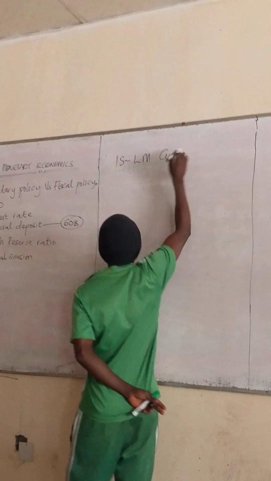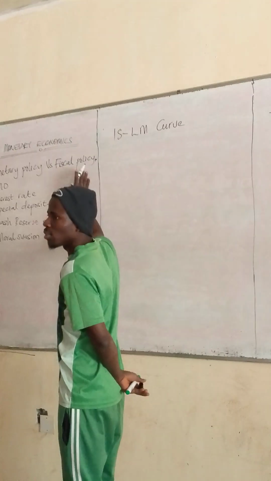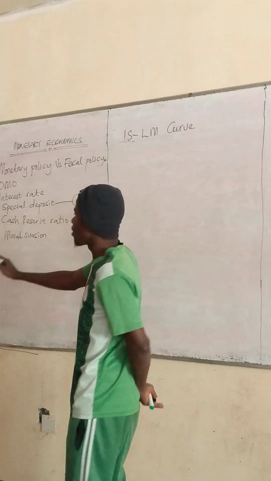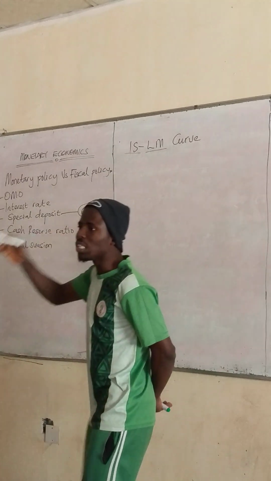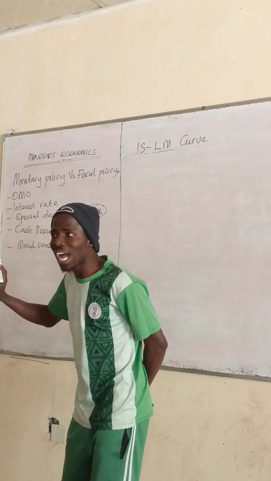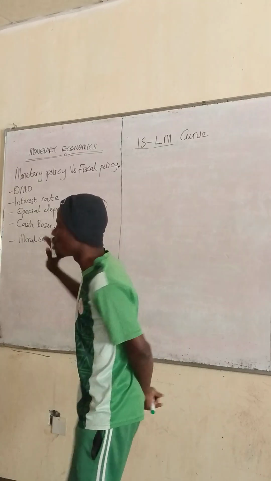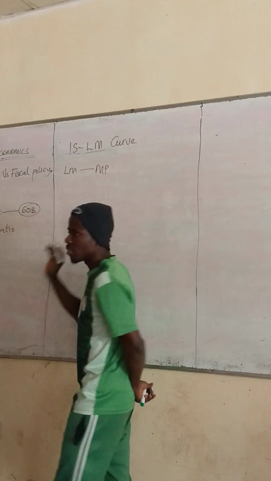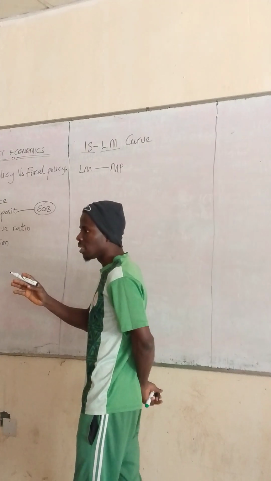As we explain monetary policy and fiscal policy, you see this IS/LM. IS means investment and savings. LM means liquidity of money. Whenever we are talking about money, who are we talking about? The central bank, right? That is monetary policy. So LM is for monetary policy. Do you understand it?